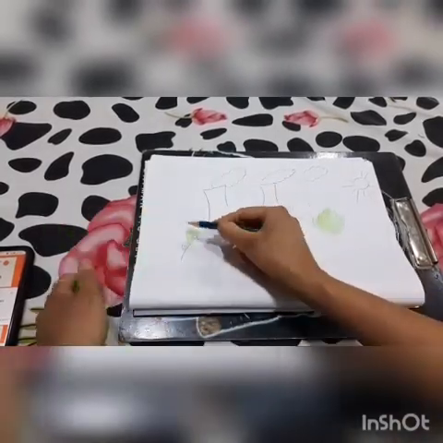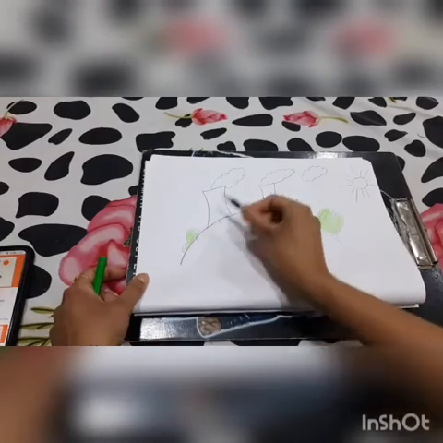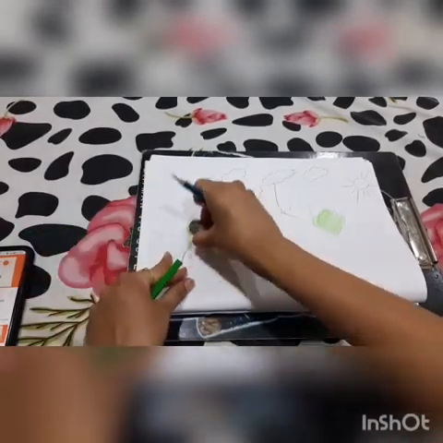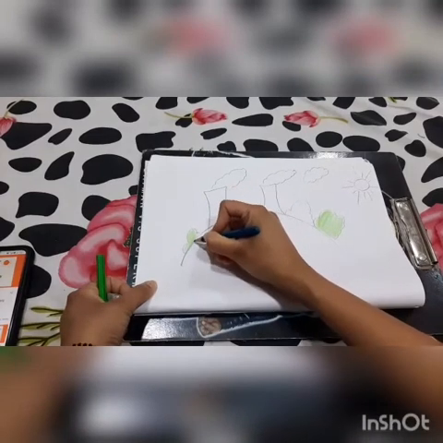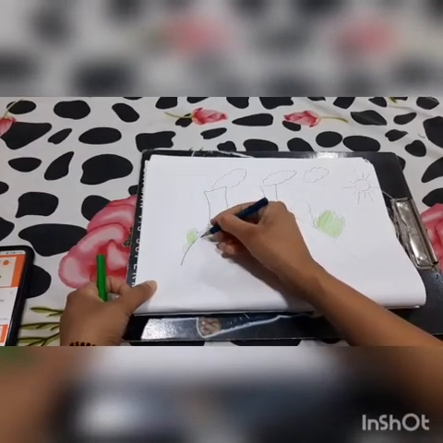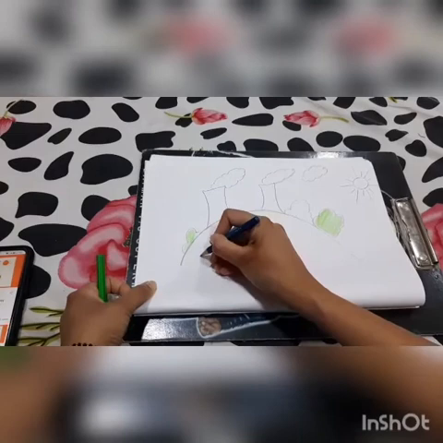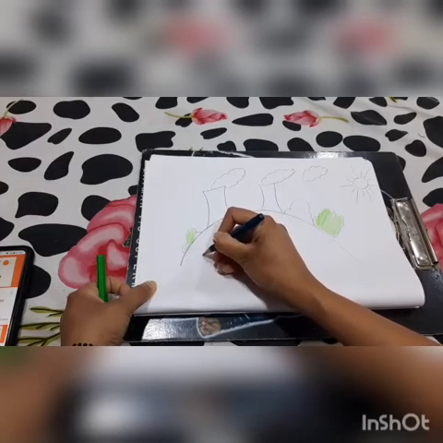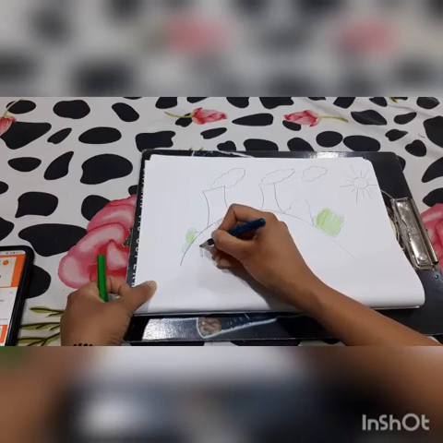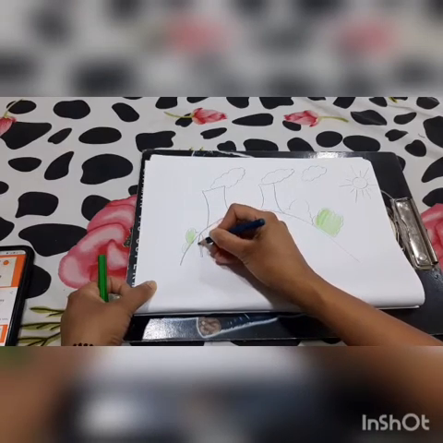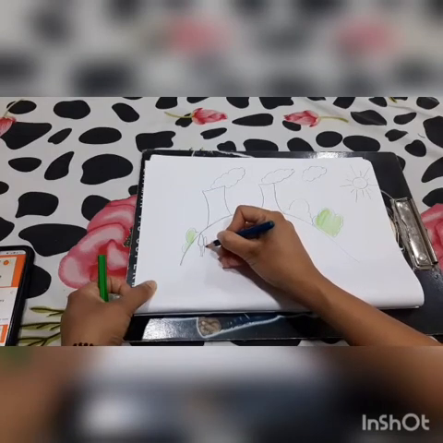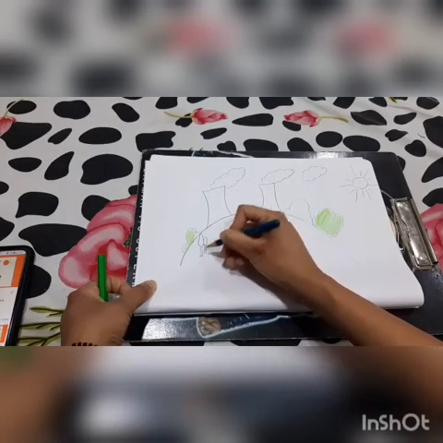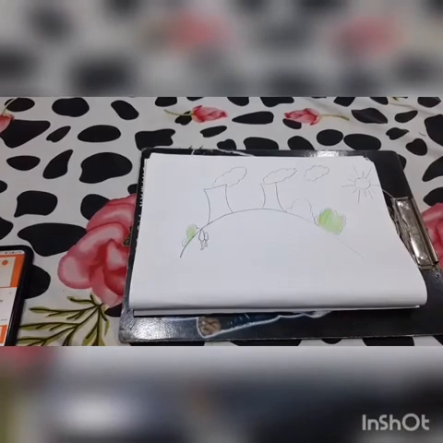Now I rub some portion of the downside where I may want to make something else. I'm going to make trees. Yeah. So see, very simple way to make trees. The drawing is almost ready.